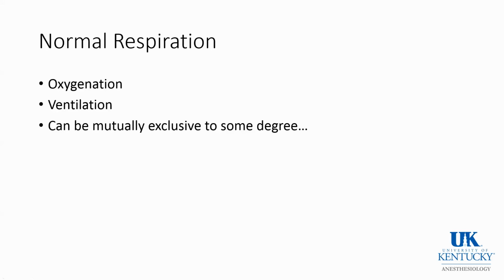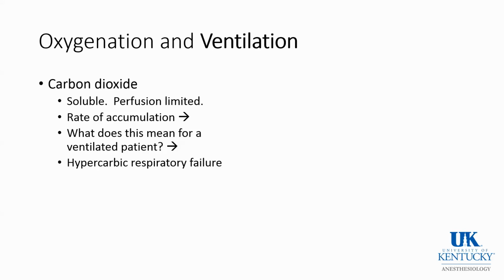So, in normal respiration, you have two primary components. You have oxygenation and ventilation, and to some degree they can be mutually exclusive. So if you take ventilation, ventilation is done in order to clear carbon dioxide. The reason that oxygenation and ventilation can be separate really comes down to the solubility of the gas that's involved. So ventilation for carbon dioxide is soluble. It's quite soluble in blood, much more soluble than oxygen is. It's a perfusion-limited substance when it comes to blood flow through the lungs.